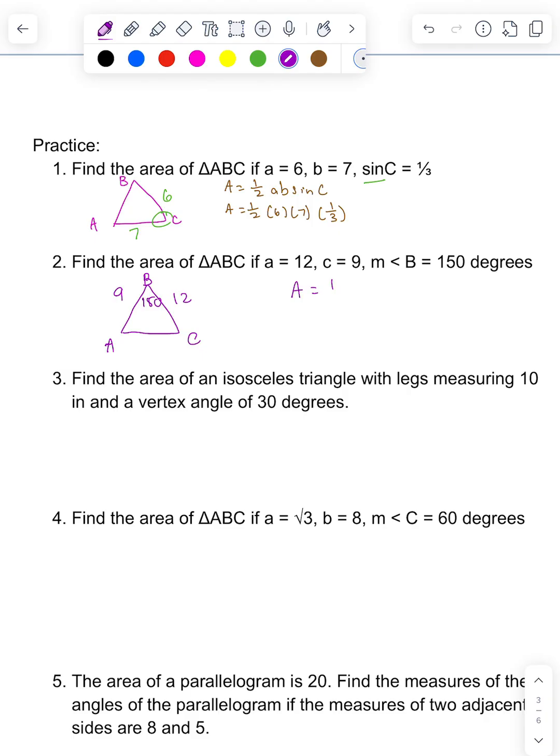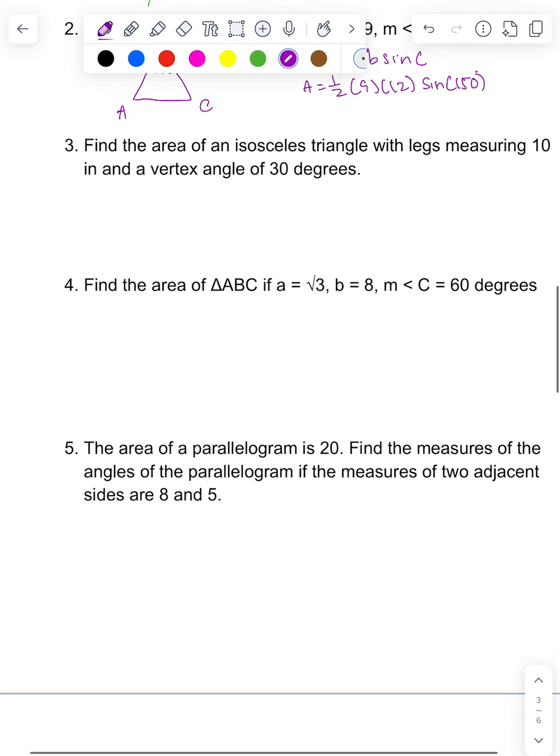Finding the area once again. Perfect setup because we have two sides next to each other, the 9 and the 12. And then sine of the angle in between, which is 150. You can type this into the calculator yourself. Moving along.